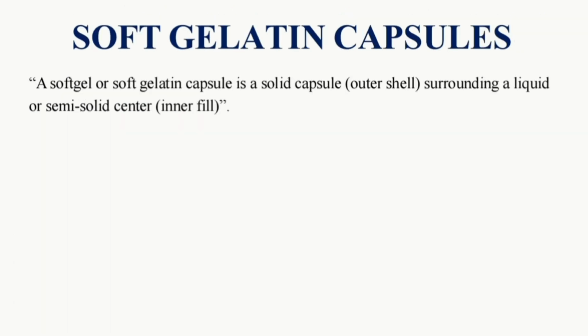Let's see the definition of soft gelatin capsule. A soft gel or soft gelatin capsule is a solid capsule. It has an outer shell in a solid state surrounding a liquid or semi-solid center. That is, the inner fill will be semi-solid and the outer shell will be solid in nature.